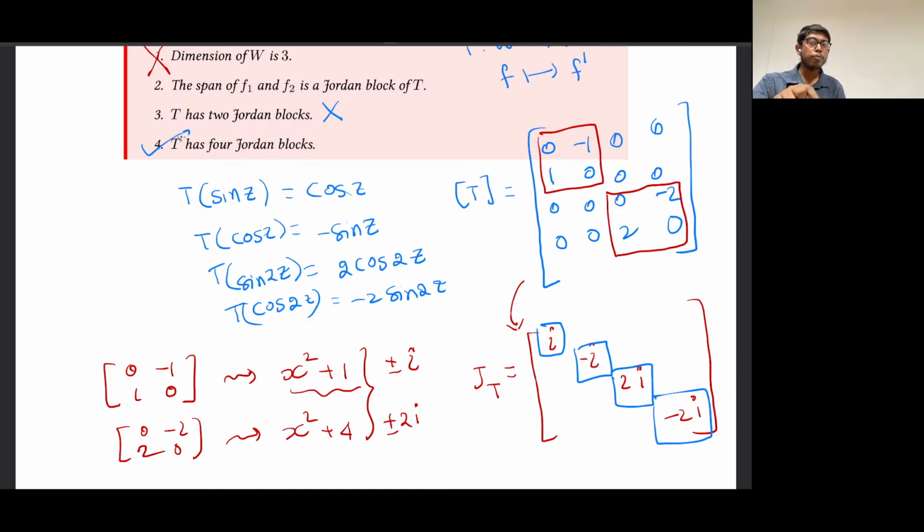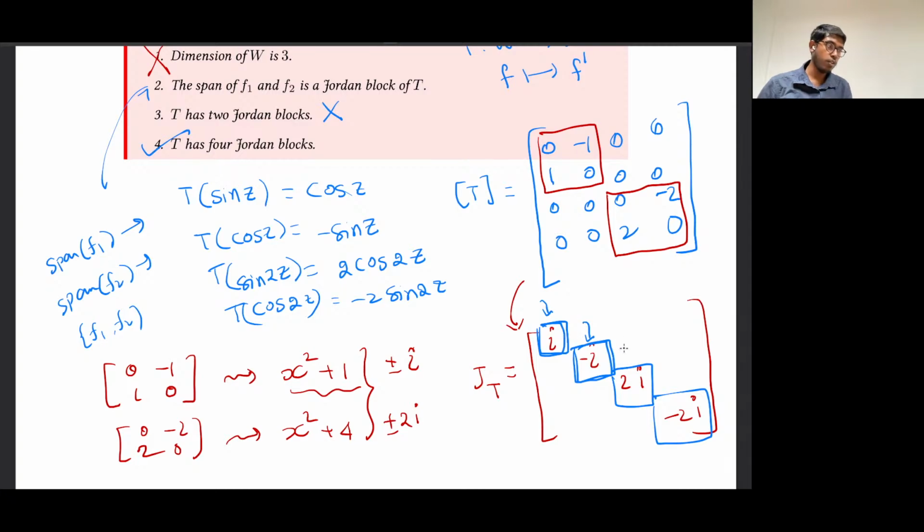The span of F1 and F2 is a Jordan block of T. That's not true, because span of F1 is this and span of F2 is this. I don't know what this means. If it means that the span of F1 is a block and the span of F2 is a block, then it is true. But if it is asking about the span of F1, F2 together, then that's not a Jordan block.